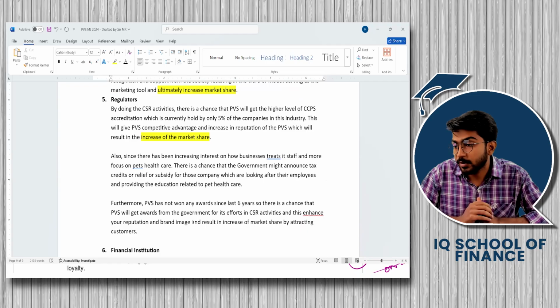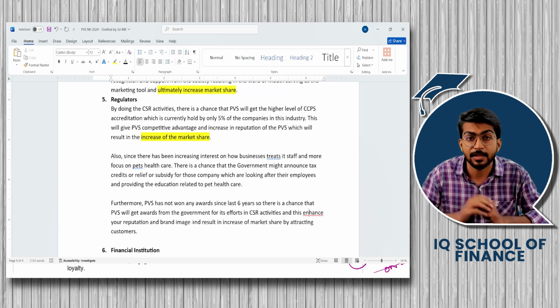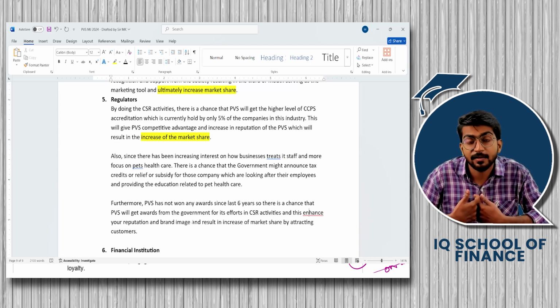There would be greater support from the government through subsidies, tax credit, and regulatory norms. Sneha, the point is not complete. Why would the government give you the subsidy, tax relief, and regulatory norms? You have to mention this. The why is CSR activities. And why are CSR activities important to the government? Because of the increasing interest of the people in the well-being of the staff, and they are more concerned about the well-being and healthcare of the pets.